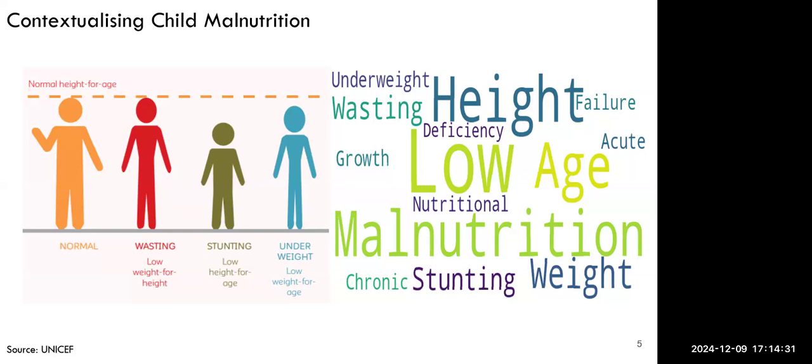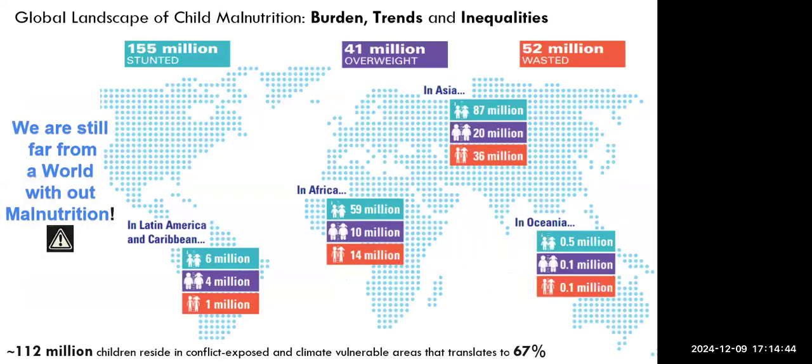So children, if one is suffering from any of these three measures, they are considered malnourished children. And for this study, I'm only considering childhood stunting, and I'm going to explain why I'm focusing only on this measure.